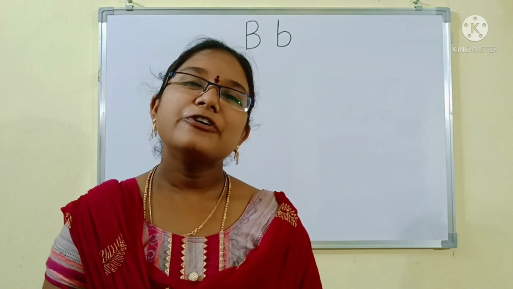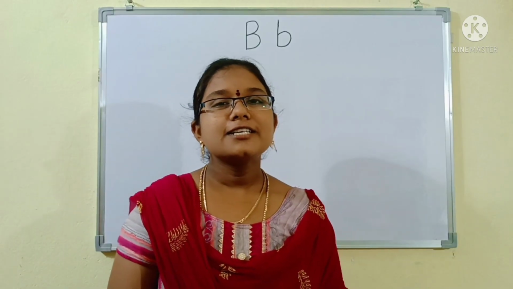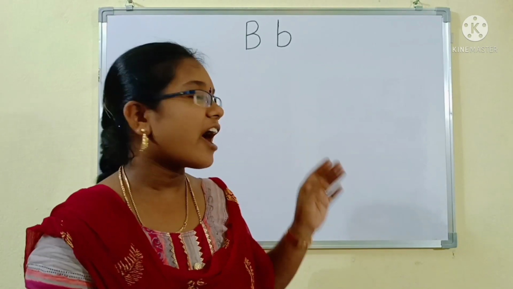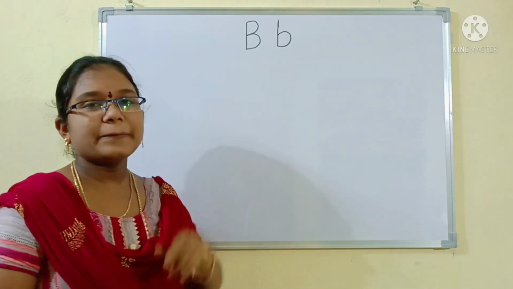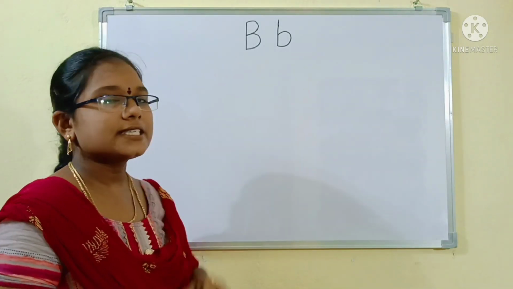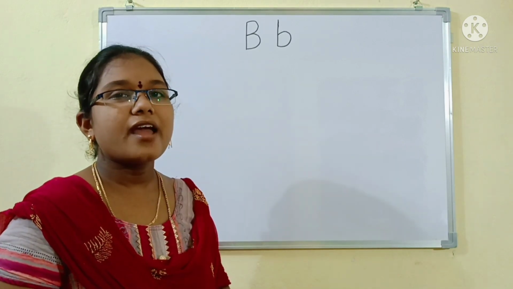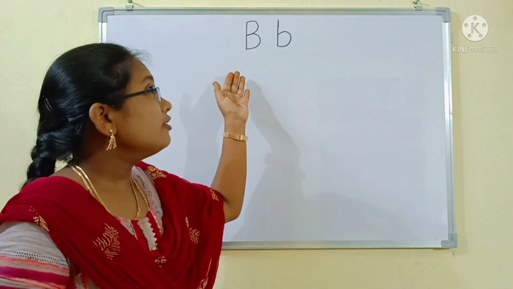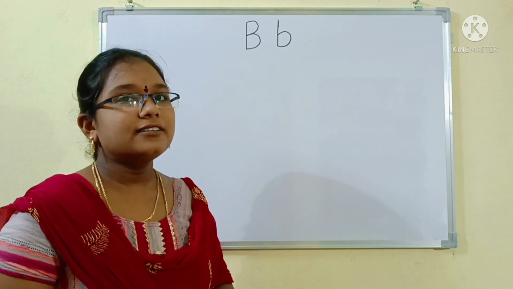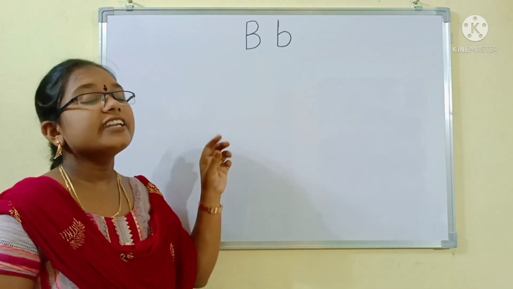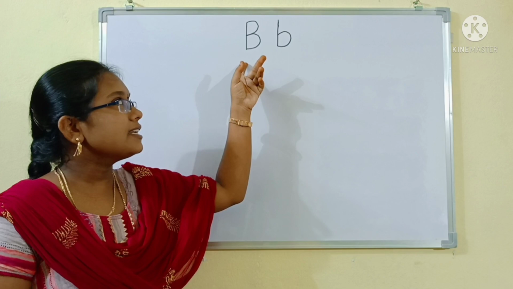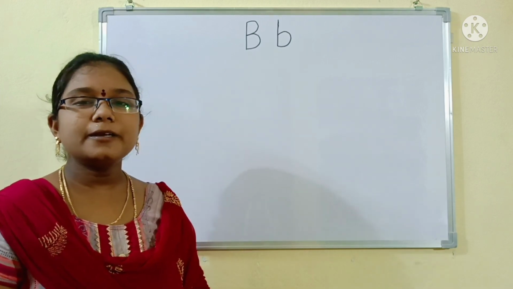Okay? We are going to learn the second letter of the alphabet, B. For this, how do we recognize the letter B, and how do we read the letter, and how do we write capital letter B and small letter B?